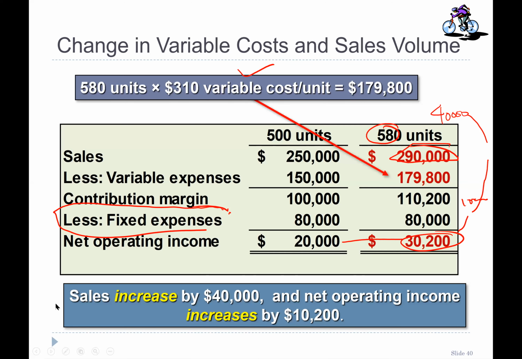You can also find this out using different formulas. In order to find out the profit, profit is equal to the CM per unit multiplied by the units sold minus fixed cost. In that case, you need to find the CM per unit. As we have a 500 sale price, 310 is now our variable cost, so 190 would be our CM. CM 190 multiplied by 580 minus 80,000, the answer leads to 30,200 as well, right?